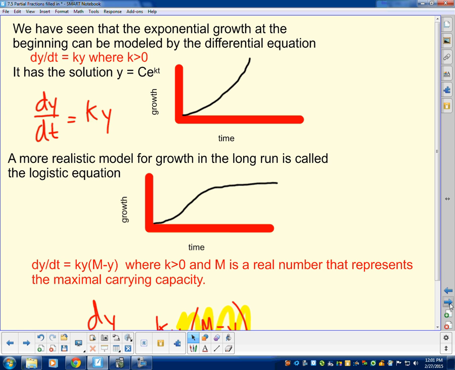But after our rumor activity, we suggested a better growth model for population in a restricted environment. And that better growth model looked like this. It's called the logistic equation. It kind of goes up, levels out in the long run.